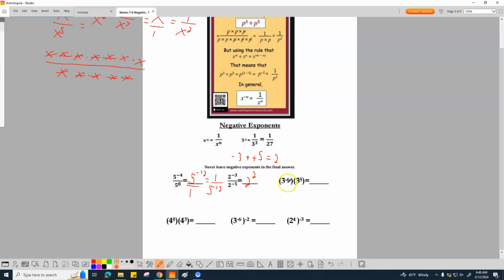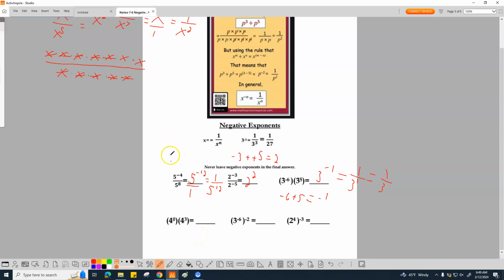Remember the rules when they're next to each other? When they're multiplying, you add the exponents. So negative 6 plus 5 is equal to negative 1. So you're going to end up with 3 to the negative 1. But we don't like that, so we're going to switch sides. And we're going to end up with 1 over 3 to the 1. And again, we don't like 1s in there either. So it kind of looks like that. I'm going to switch to blue.